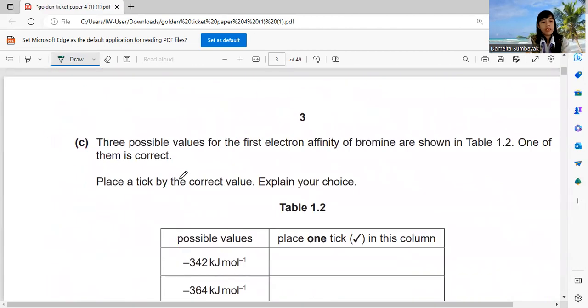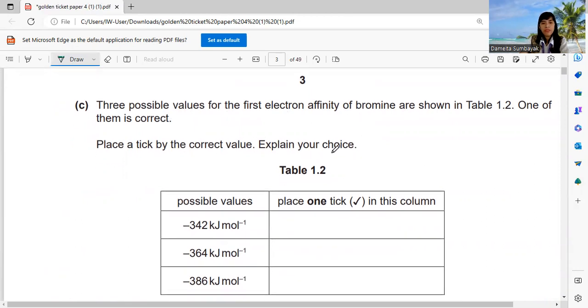Okay, part C. Three possible values for the first electron affinity of bromine are shown in table 1.2. One of them is correct. Please tick the correct value.